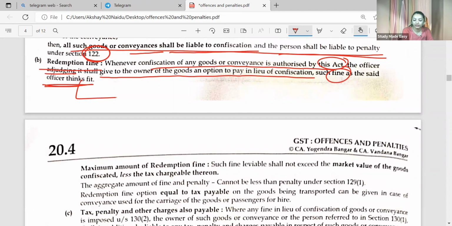Officer's option. इसके ऊपर you can be asked a case study कि is it you can apply कि I want to pay the fine instead of confiscation or it is at the option of officer. Officer का option है. This point you should remember. It is at the option of officer. Discretion of officer. वो decide करेगा. Only in such a case you will get an option to pay the fine in lieu of confiscation. You cannot request.